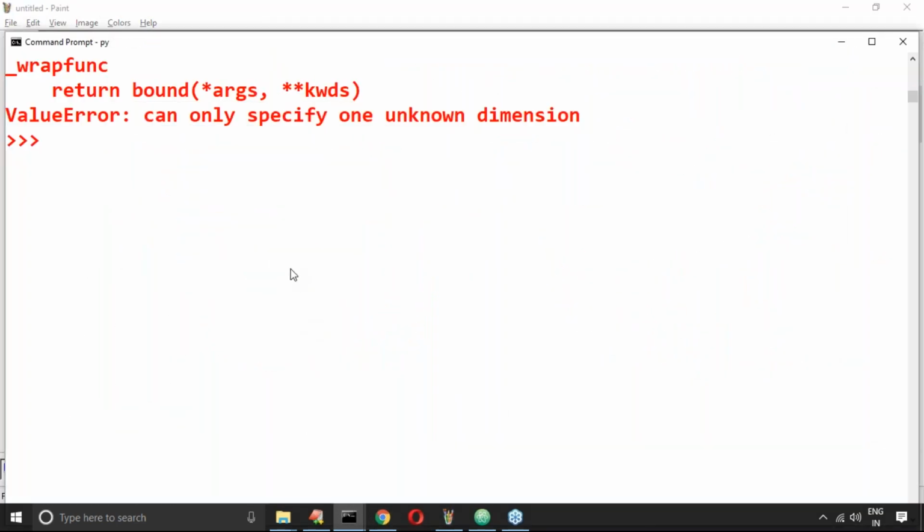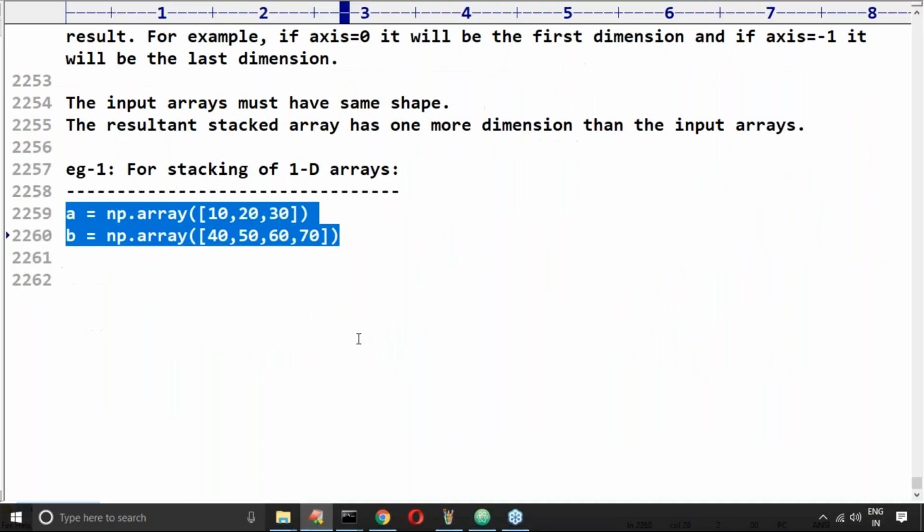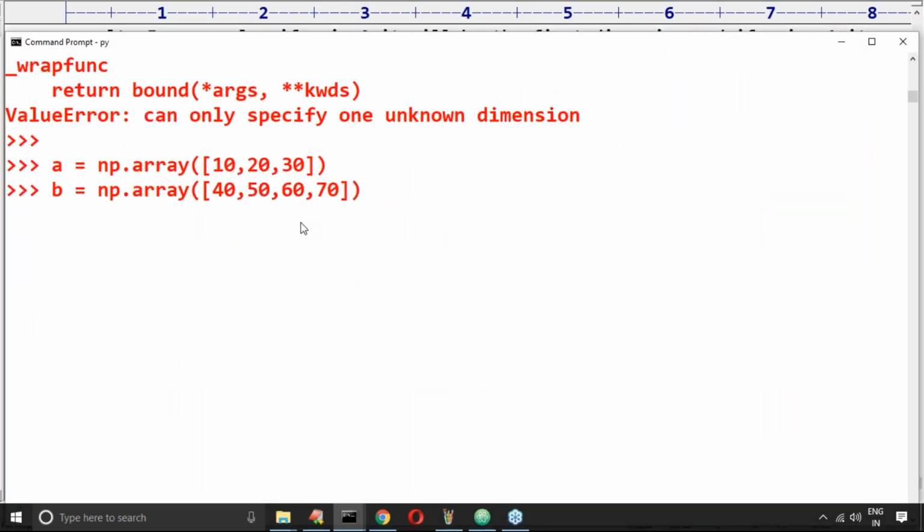Let me consider this. I'm not sure what will happen if I'm trying to use a stack between these. np dot, what is the method? What is the function name? It's np dot stack of a comma b, sorry. Here, a sequence of arrays, a comma b.